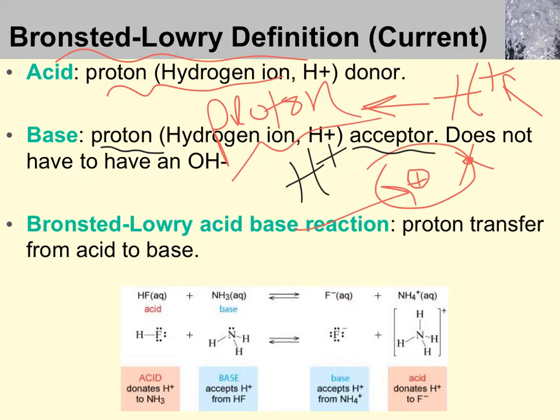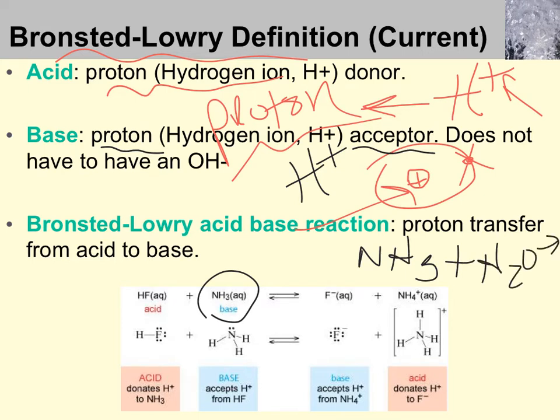So let's look, for example, at something like ammonia, which is a very, very common base. If you didn't already know that, you should. And it alone doesn't contain any hydroxide ions. However, if you add it to water, it will act as a base and accept a proton from water, to make ammonium hydroxide. So it does function as a base, and it's included in the Bronsted-Lowry definition.